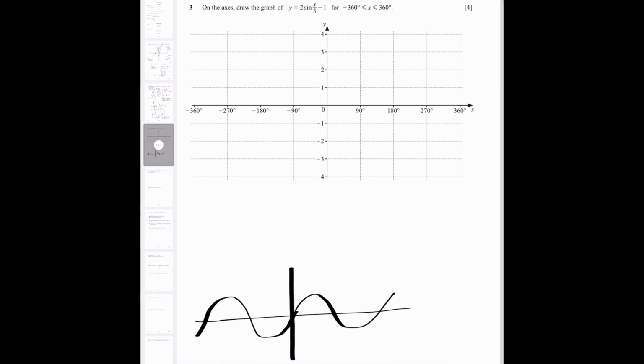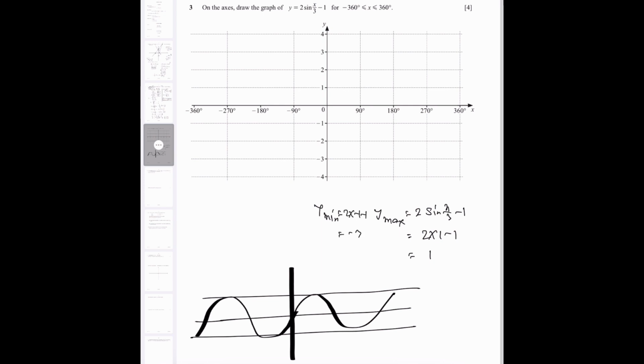Always the maximum of sine is 1 and the minimum is minus 1. So for this graph, let me find out first what is the maximum of this graph. 2 sine x by 3 minus 1. So sine x by 3 is 1. So 2 times 1 minus 1, that is 1. Y minimum, 2 times minus 1 minus 1, so the minimum is minus 3. So let me draw first the boundary of this graph.